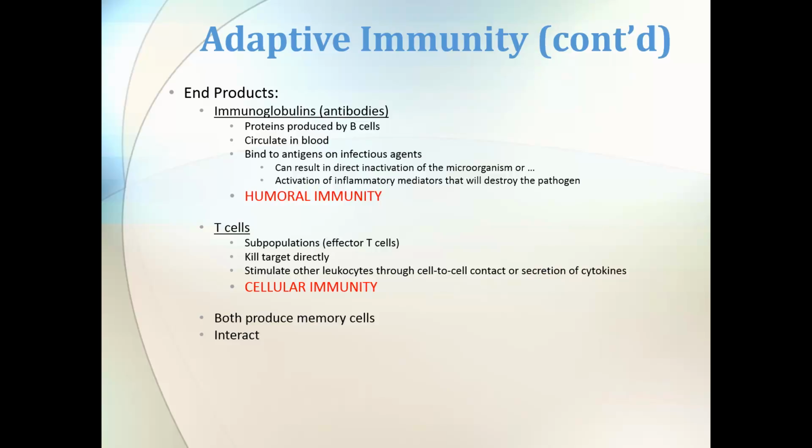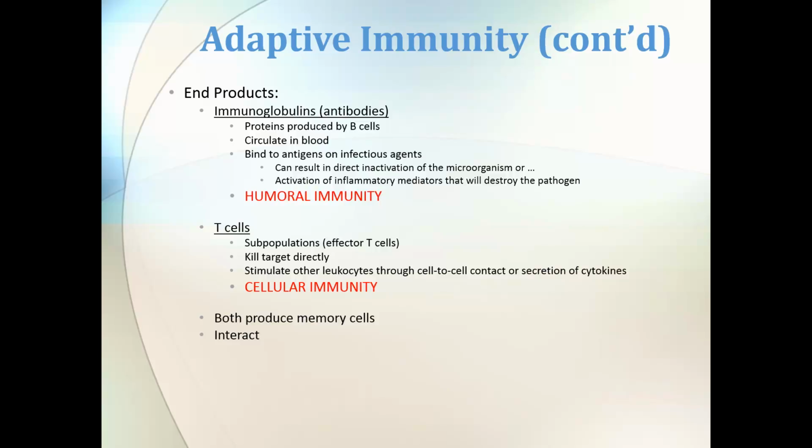So B cell production of antibodies and the actual effect the antibodies have on the antigens are referred to as humoral immunity, as opposed to the T cells. There are a lot of different subpopulations of T cells that we're not going to necessarily get into today, like your effector T cells, your killer T cells, all of those T cells.